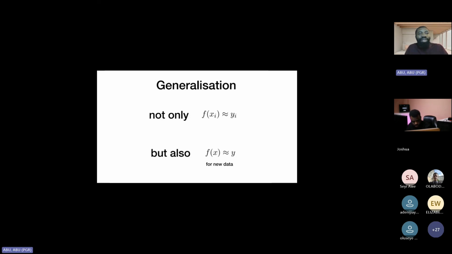That's what we mean when we talk about generalization: the ability for the computer to give us the appropriate prediction, based on the training it has done in the past, for new data that it has not seen before. If it's able to do that, then it has generalized properly.